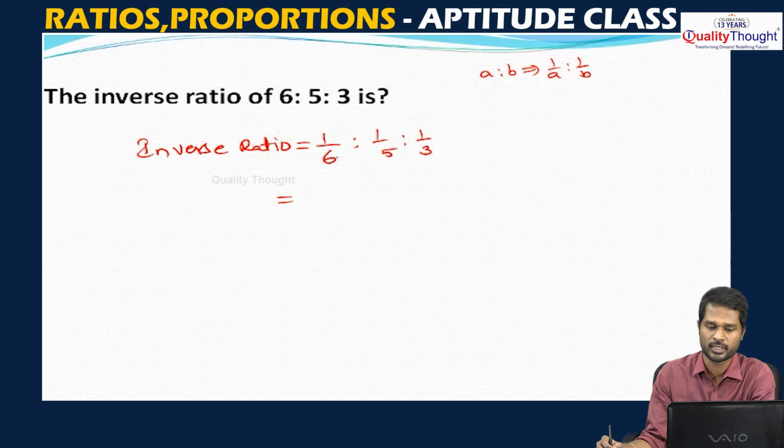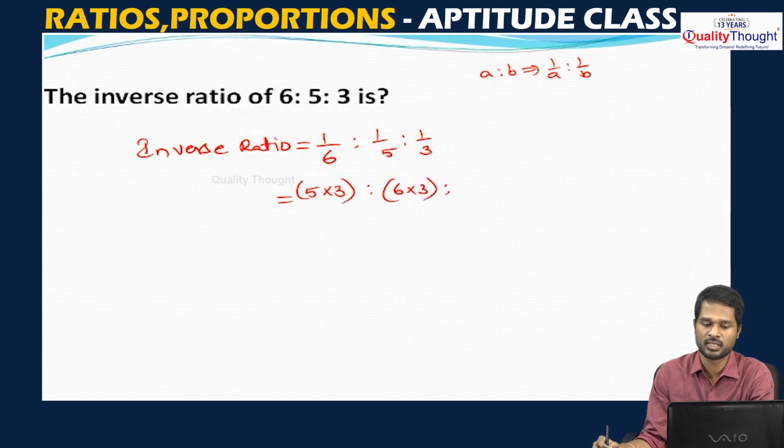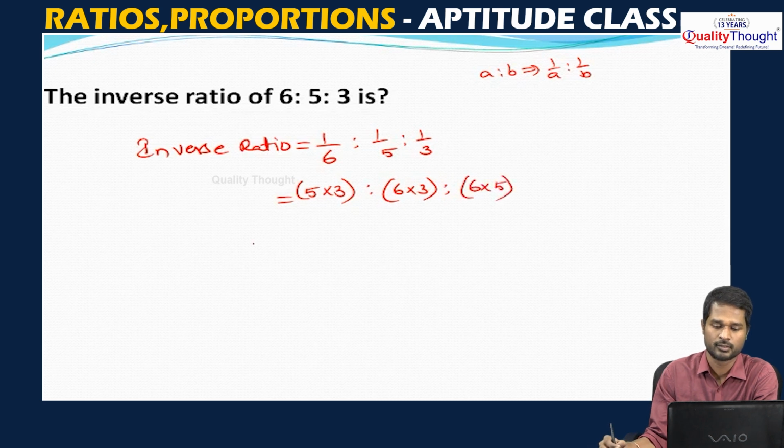Now see here how to take this LCM. You can take the regular method also, 6 into 5 into 3. 3 5s are 15, 6 are 90. Or you can leave 6 like this and multiply 5 into 3. So multiply 5 into 3, leaving 6; then leave 5 and multiply the remaining two denominators, that is 6 into 3; and leave this 3 and multiply the remaining denominators, which is 6 into 5. This is all right. So this is 5 3s are 15, 6 3s are 18 and 6 5s are 30.